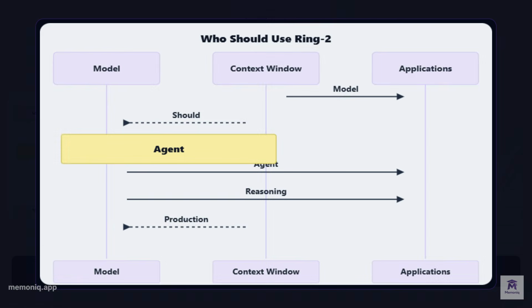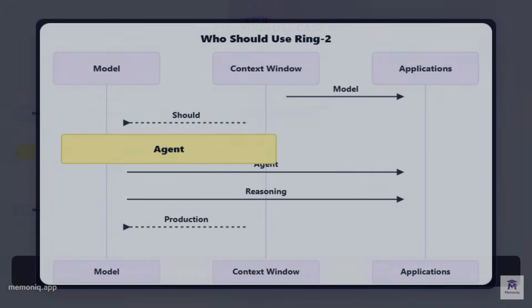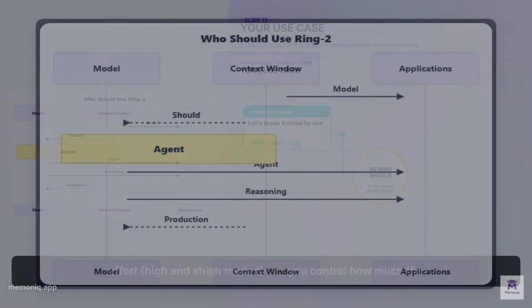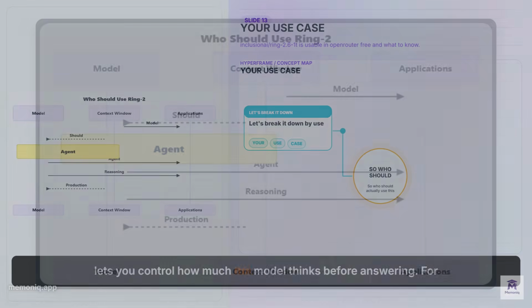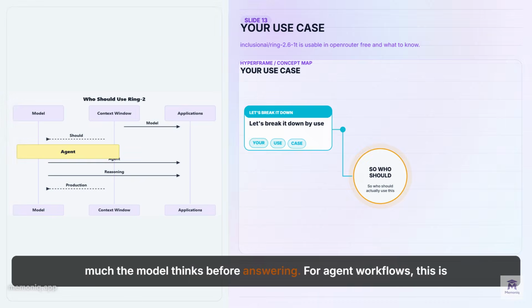If you're an agent developer building coding agents, tool-using bots, or multi-step reasoning pipelines, Ring 2.6-1T is perfect for prototyping. The free tier lets you iterate fast. The 262K context means you can feed in entire code bases or long conversation histories. And the adaptive reasoning effort, high and low modes, lets you control how much the model thinks before answering. For agent workflows, this is a godsend.